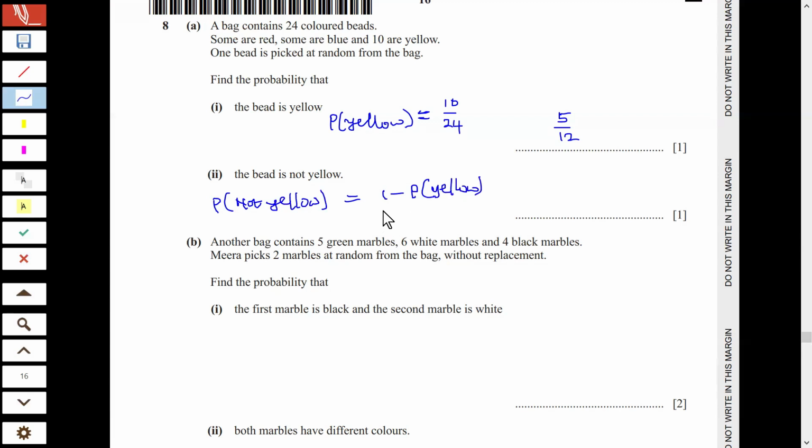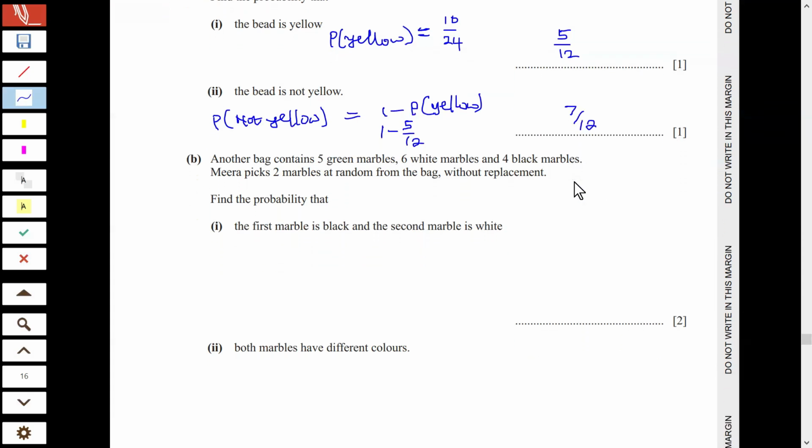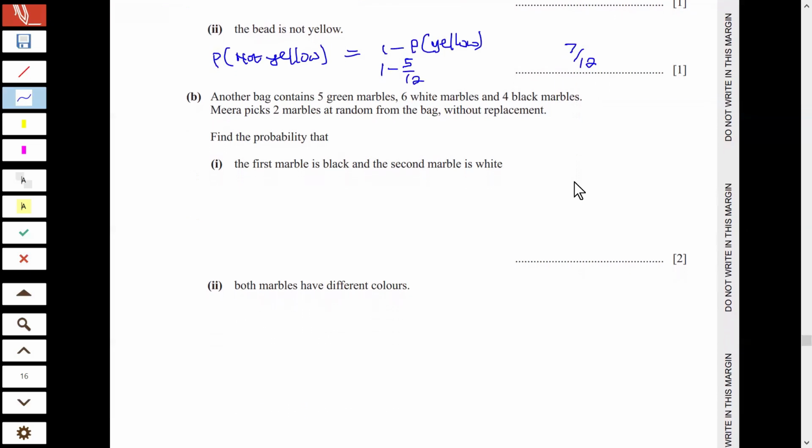So, which means 1 minus 5 over 12, and that gives us 7 over 12. Now, to the next question, 8b. Another bag contains 5 green marbles, 6 white marbles, and 4 black marbles. Mira picks 2 marbles at random from the bag without replacement. Find the probability that the first marble is black and the second marble is white.